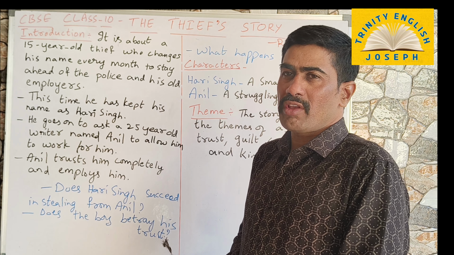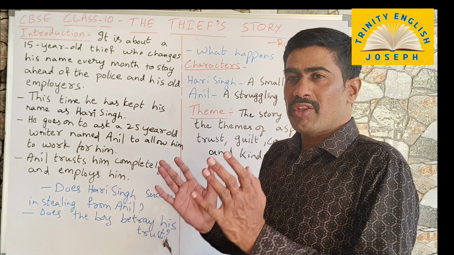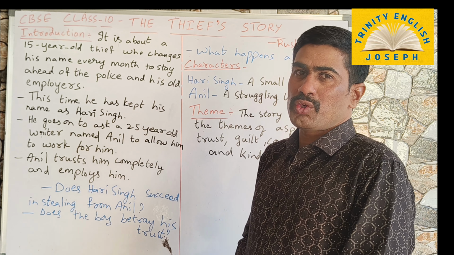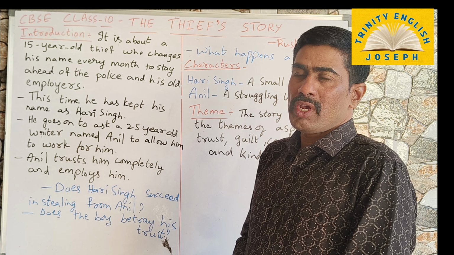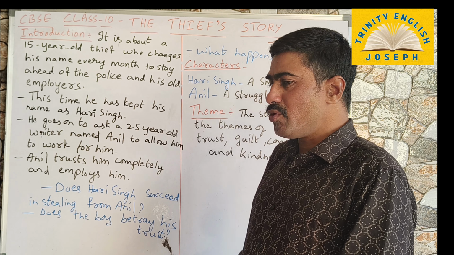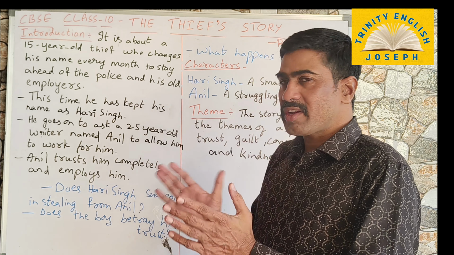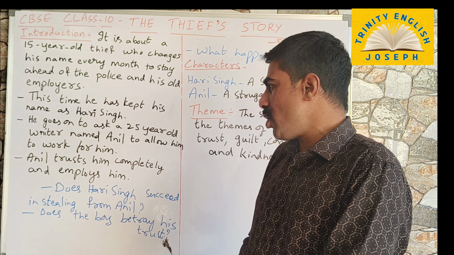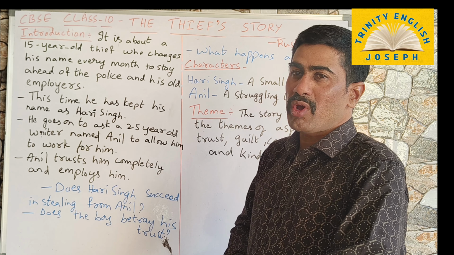And in the lesson, it is not given what was his original name, but this time, when he wanted to approach the other character Anil, he changes his name as Hari Singh. This time, he has kept his name as Hari Singh. He goes on to ask a 25-year-old writer who was named as Anil to allow him to work for him. And Anil trusts him completely without any doubt and employs him.